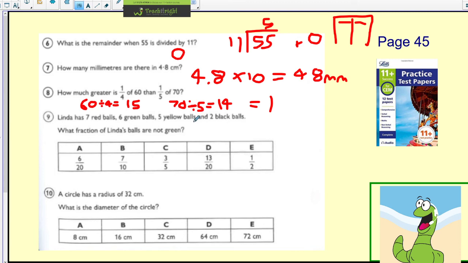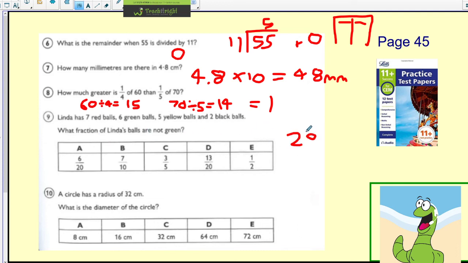Number 9 gives us a chance to do some multiple choice. So we've mixed it up ever so slightly. Linda has 7 red, 6 green, 5 yellow, and 2 black. What fraction are not green? Well, I'm going to need to add up and work out the total number of balls. The total number of them, if I add them all together, is 20.